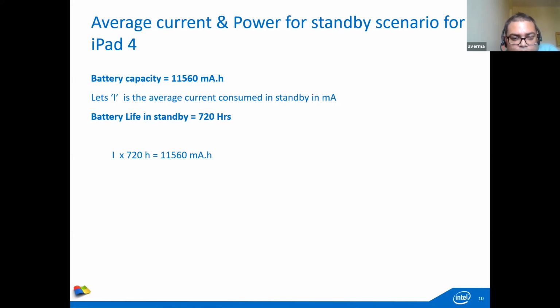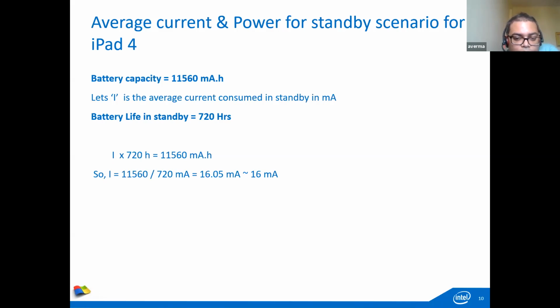Okay, so that means the way I should equate is that 11560 milliampere hour should be equal to the current consumed during the standby, multiplied by 720 hours. So that gives you the same energy basically, right? And if you use this equation, you should be able to find out what your current is. So your current comes out around 16.05 milliamperes. That's around 16 milliamps.